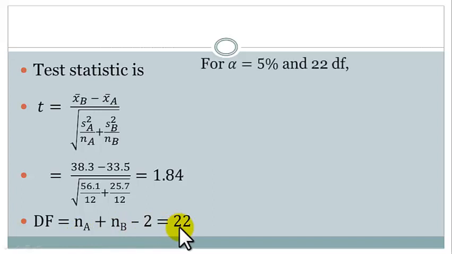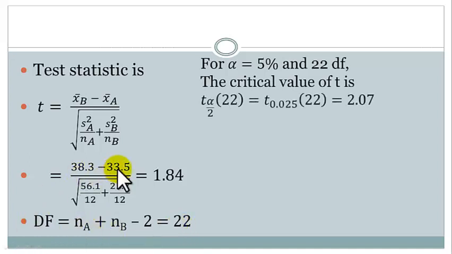For alpha equals 5% and 22 degrees of freedom, the critical value of our test statistic T is T alpha over 2 with 22 degrees of freedom. We are dividing alpha by 2 since the test is a two-tailed test. This is equal to T 0.025 with 22 degrees of freedom. From the student T table, this will give us 2.07.